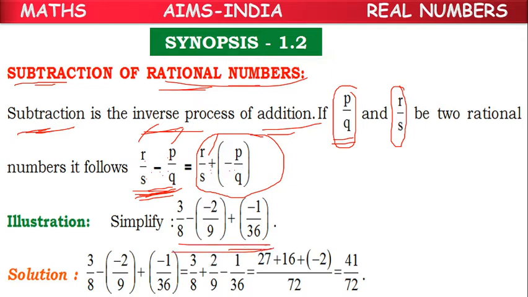Suppose here they give one example: 3 by 8 minus of minus 2 by 9 plus minus 1 by 36. We have to simplify this expression which has both subtraction and addition. Minus of minus means plus. Minus of minus turns into plus. So 3 by 8 plus 2 by 9 plus into minus, minus 1 by 36.